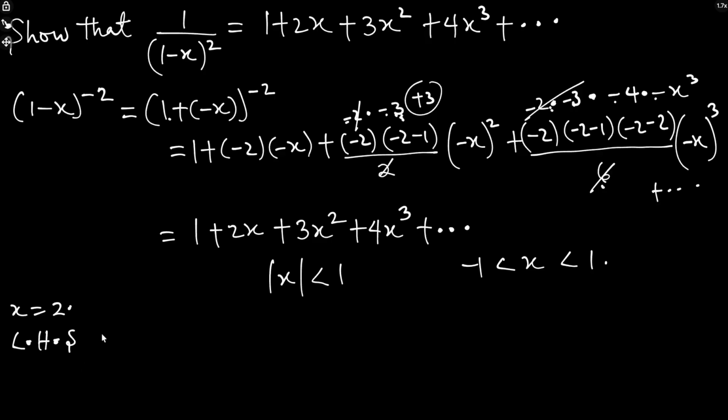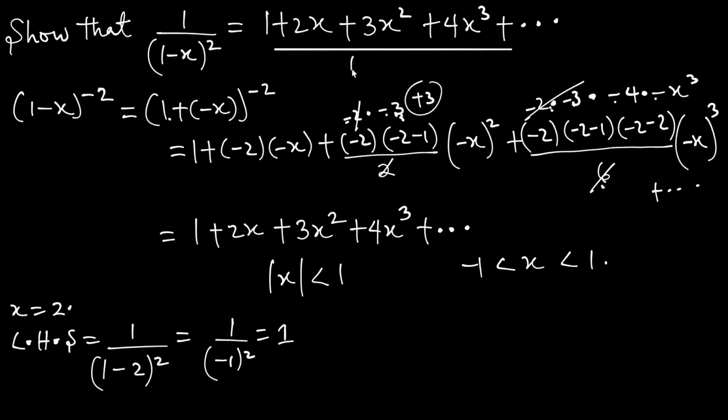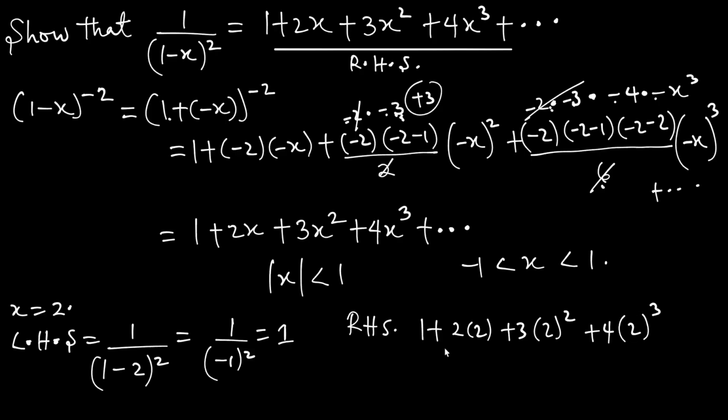Okay, so if you go back to the left hand side, we have 1 over 1 minus 2 all squared. Okay, so this is 1 over -1 all squared, and that's 1. If you substitute 2 to the right hand side, here is the right hand side, RHS, and you put 2 there. Okay, so RHS goes thus. So that's going to be 1 plus 2 times 2 plus 3 times 2 squared plus 4 times 2 cubed. All of this can never be equal to 1, and that's the reason why this condition has to be in place for all of this to hold.